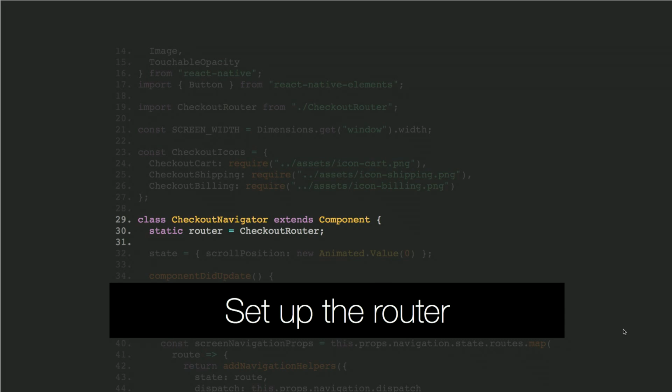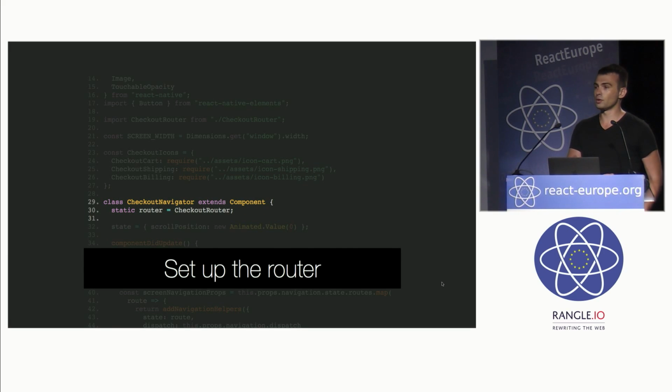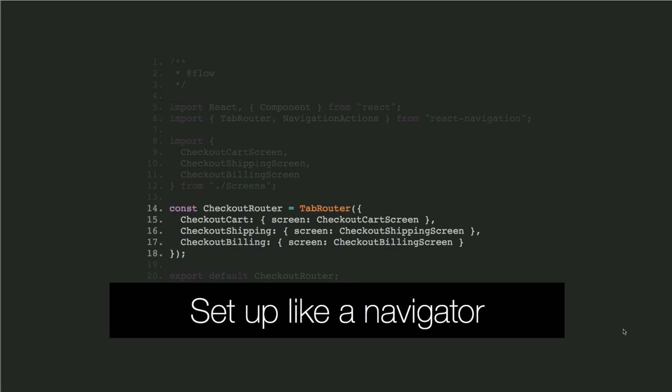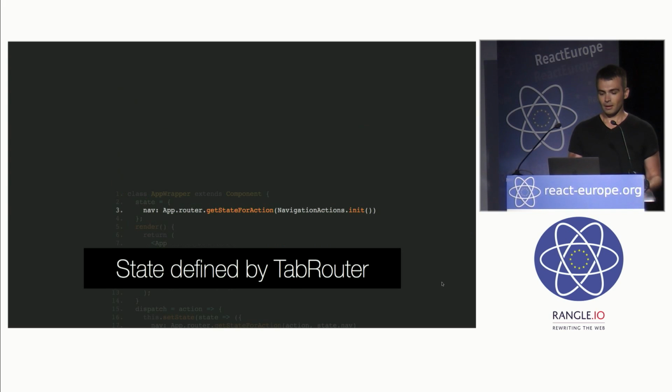And we're going to put a static router on it. Now, this checkout router, where does this come from? Do I have to go and implement all of my own navigation logic myself now? No. So the router actually has a very similar API to the navigator. So here we're going to be setting up our tab router, and we're going to be registering each of our screens inside of it. And it's still going to have the tab behavior. So we're going to statically put that on our component.